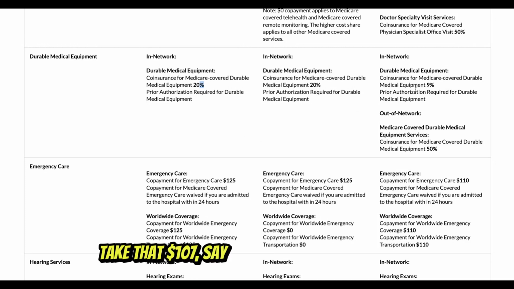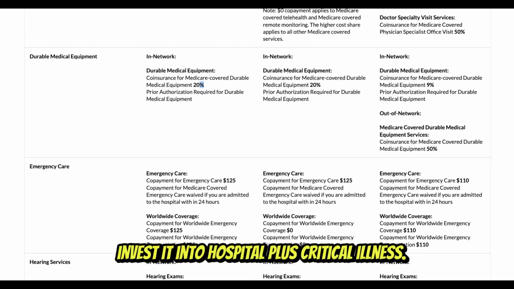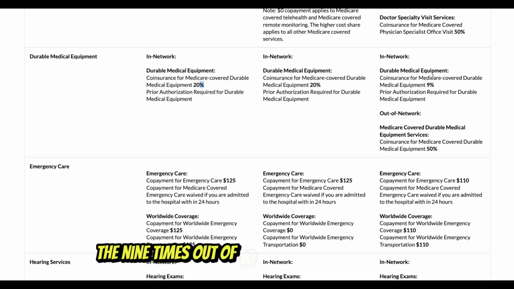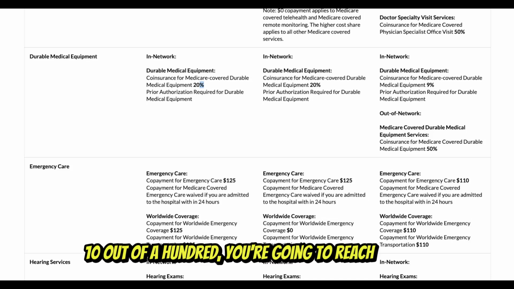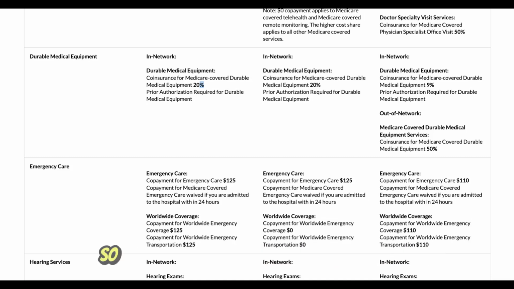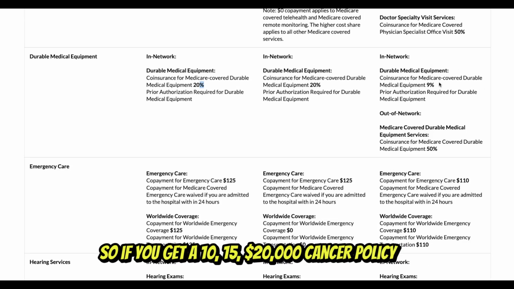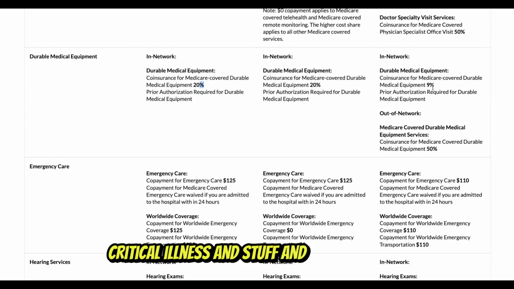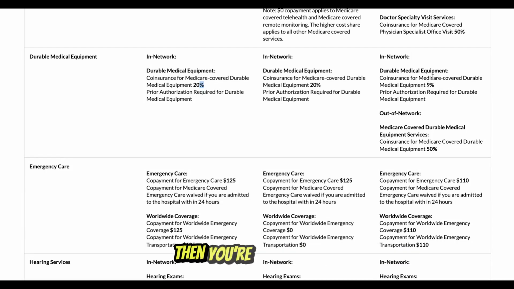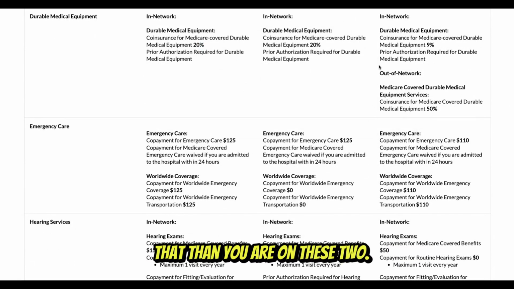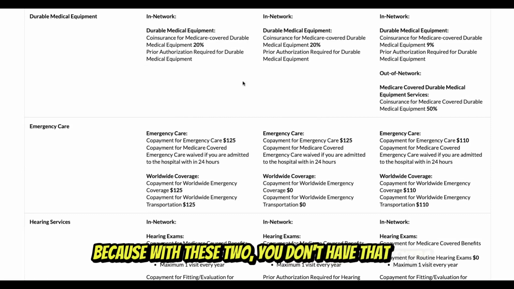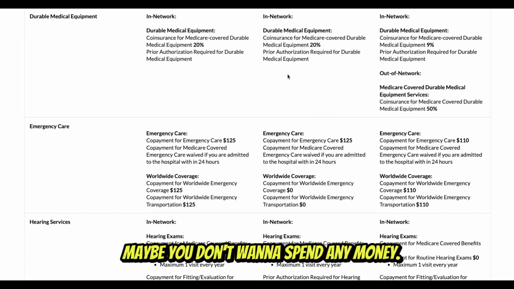When you take that $107, say you take 100 of it and invest it into hospital plus critical illness, 97 times out of 100, you're going to reach that max out of pocket due to critical illness. So if you get a $10, $15, $20,000 cancer policy for critical illness and a hospital plan, then you're going to be fine. You're not going to hit that out of pocket maximum. You're going to spend less money on this plan with that than you are on these two. Because with these two, you don't have that extra money to spend. Maybe you don't want to spend any money.